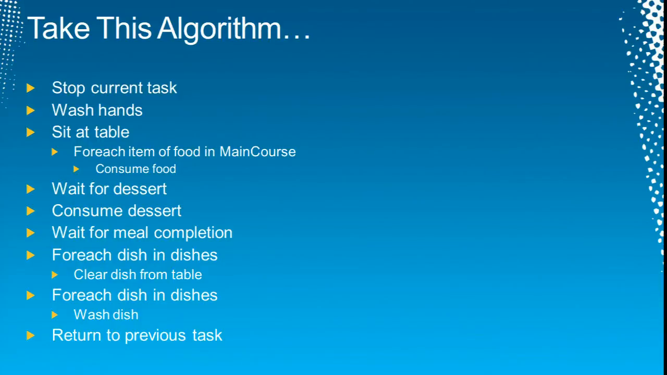Let's take this algorithm, all right? This is an algorithm. Remember, it's a finite set of instructions to get a task complete. This is the algorithm that my wife would like to use for our children having dinner. She would like them to stop the current task, wash their hands, sit at the table, consume their food nicely, consume the dessert, and then help with the clearing up, okay?